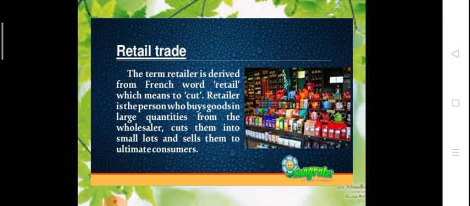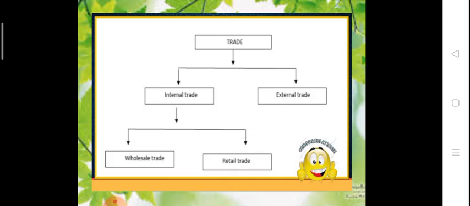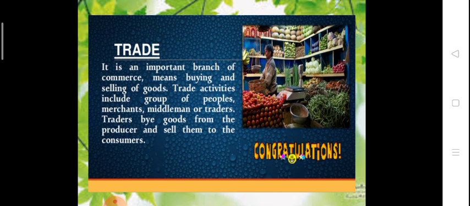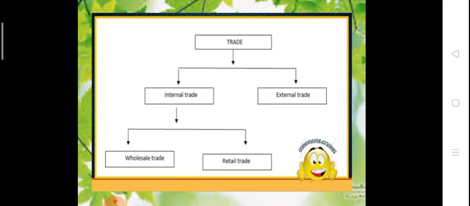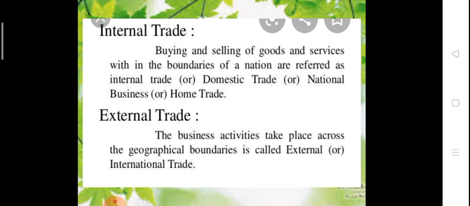So students, let's review the chapter again. Internal trade. Trade means if we buy and sell anything in return for money, it is known as trade. Now trade is divided into two parts: internal and external trade. And internal trade is also divided into two parts: wholesale and retail trade. Internal trade means we sell goods and services within the boundaries of a nation. It is known as internal.